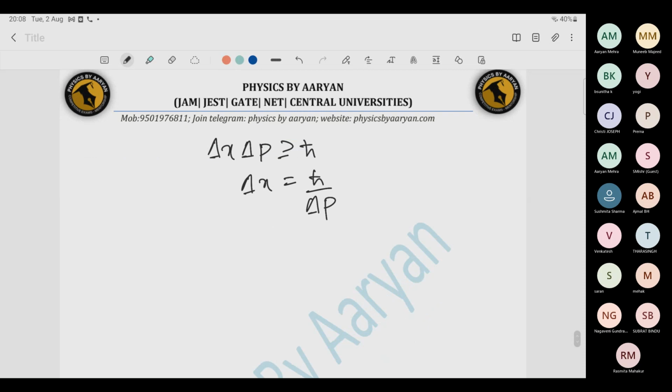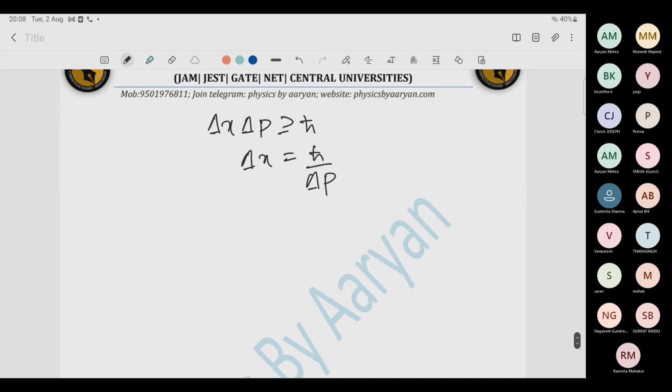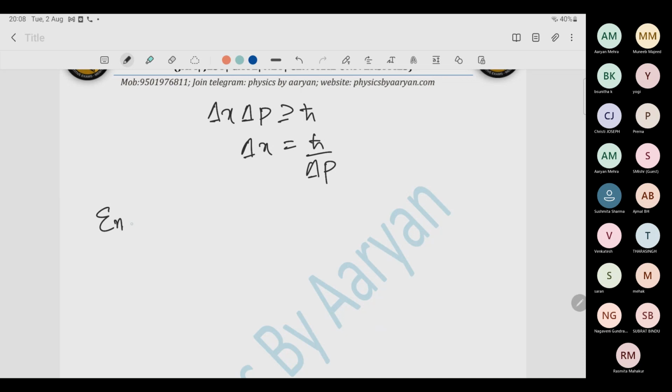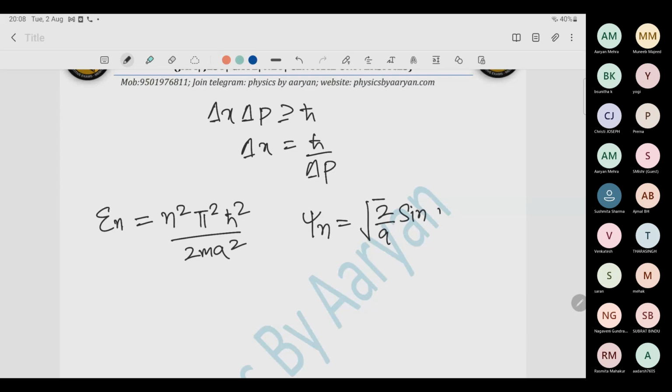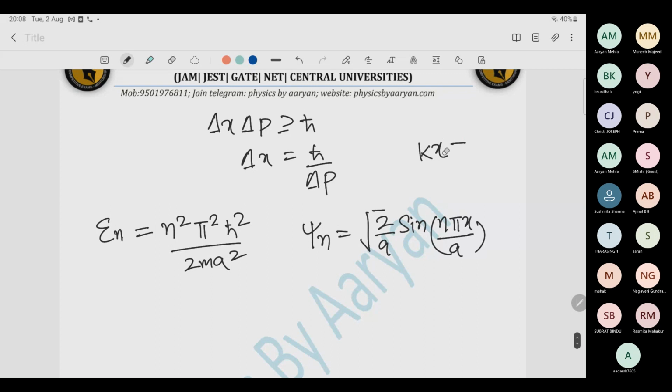So what we have said is we have actually solved the problem. How did we solve the problem? We said our particle can have the energy values n square pi square h cut square by 2ma square, and correspondingly the wave functions are root 2 by a sine n pi x by a. Actually it was sine kx, and we just said that k is n pi by a. So I just put the value of k here, nothing else. I have not done anything difficult.